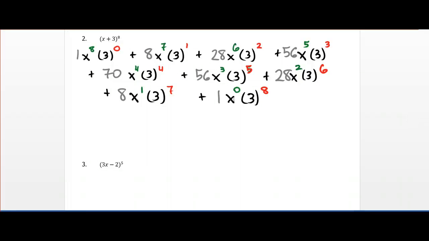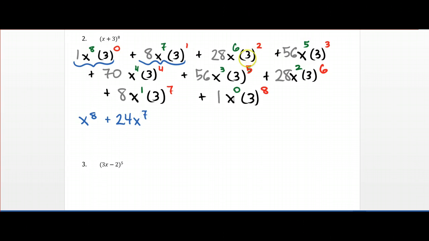So now we're going to do some simplification here of the exponents. You have to be careful with your exponent rules here. So watch carefully how I'm going to simplify each of these. My first term, 1 times x to the 8th times 3 to the 0. 3 to the 0 is just 1, so that becomes just x to the 8th. Your next term is 8x to the 7th times 3 to the 1st. 3 to the 1st is 3. 3 times 8 is 24. So this will give me 24x to the 7th.